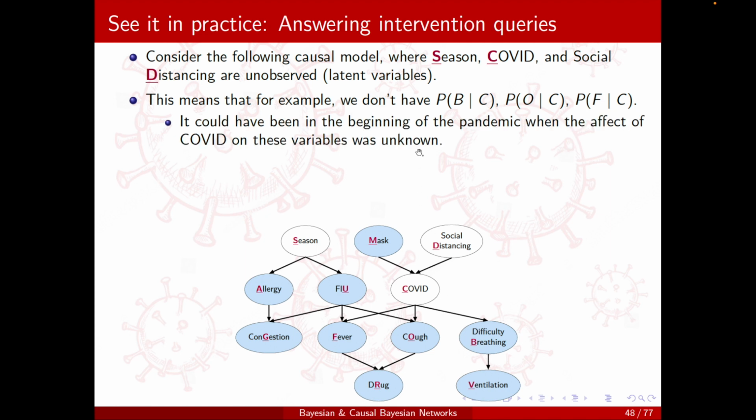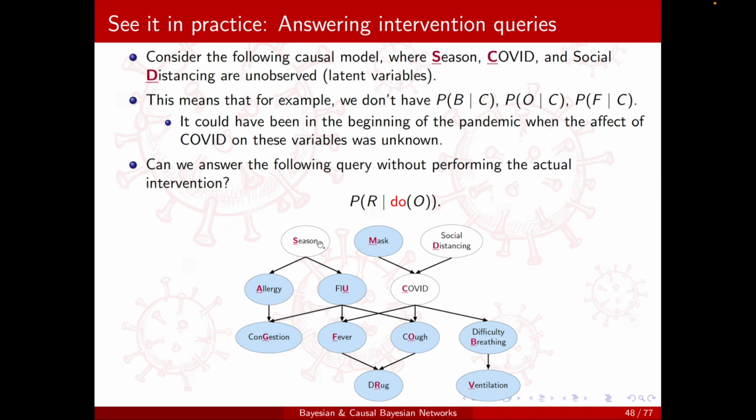And the reason could be, for example, we're in the beginning of a pandemic when the effect of COVID on these variables is unknown. We don't know how COVID, for example, affects fever. Now the question is as follows. Can we answer the following query without performing the actual intervention? Does an individual take the drug if the individual is somehow forced to cough, like by taking a certain medication or being exposed to a certain environment or weather condition? Will the individual then take the drug?